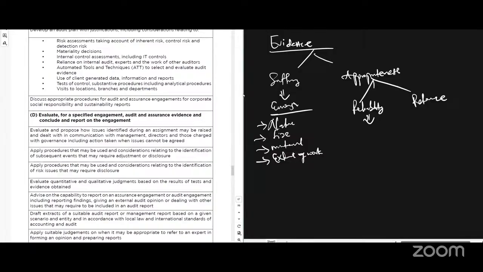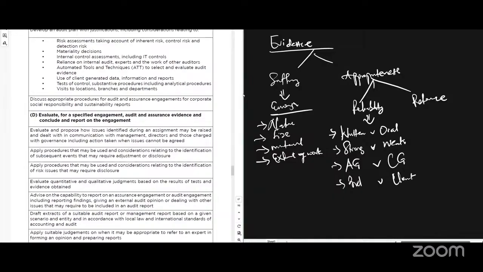So reliability is the generalization. We all know that written evidence will be more reliable than oral evidence. True or false? Evidence from a strong system. True. Yes, sir. Auditor generated evidence will be better than client generated evidence. Yes. Third party evidence is better than client generated evidence. So this one is a generalization of reliability. So we are talking about how reliable the information is compared to other stuff.